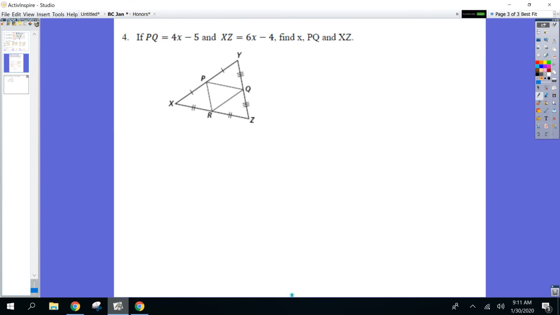All right, go ahead, because I can tell you, if you're setting 4x minus 5 equal to 6x minus 4, we got issues. I didn't do a good job today if you're setting them equal to each other. Got to adjust that equation.